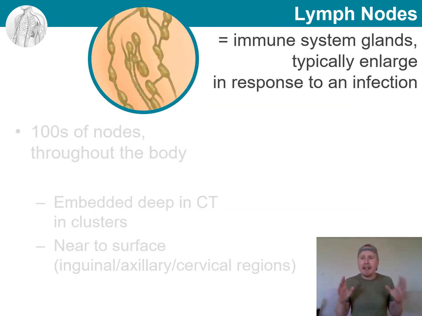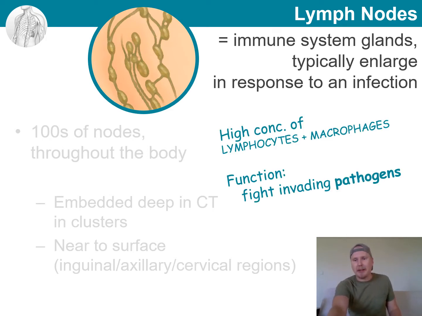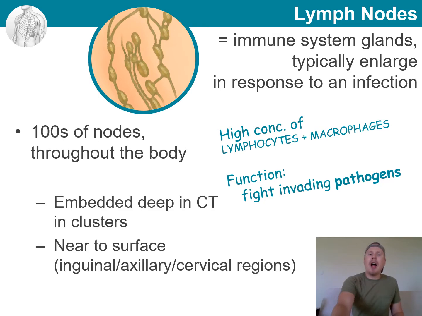Lymph nodes are glands of the immune system. They typically enlarge in response to a bacterial or viral infection. They contain a high concentration of lymphocytes and macrophages, so their function is to fight pathogens. There are hundreds of nodes found throughout the body. They are often found as groups or chains by the large lymphatic vessels.